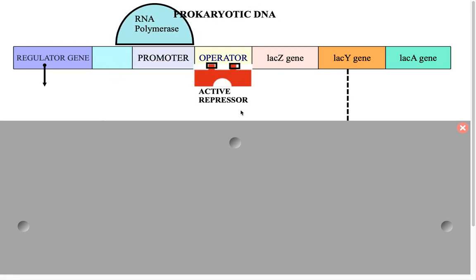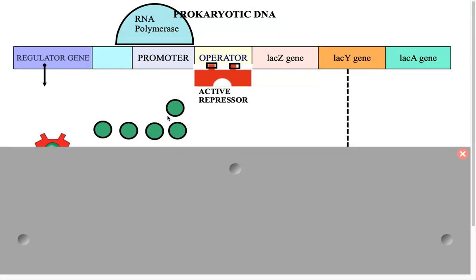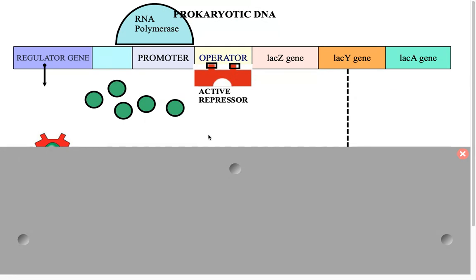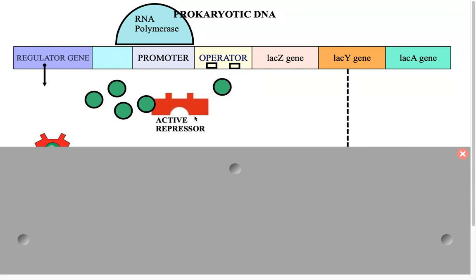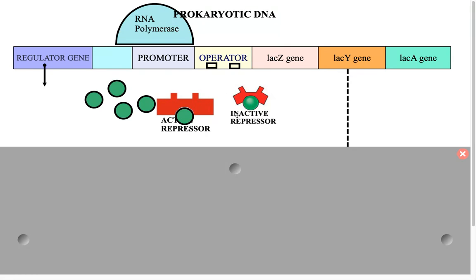All right. But once there is some of this lactose here, and I want you guys to imagine all these green circles as lactose. Now, this is an induced operon, which means that in the presence of lactose, there's going to be a little spot in the active repressor. And once a molecule of lactose binds to that spot in the active repressor, it then inactivates the repressor. Therefore, the repressor falls off of the segment of DNA. And now we have something called an inactive repressor.